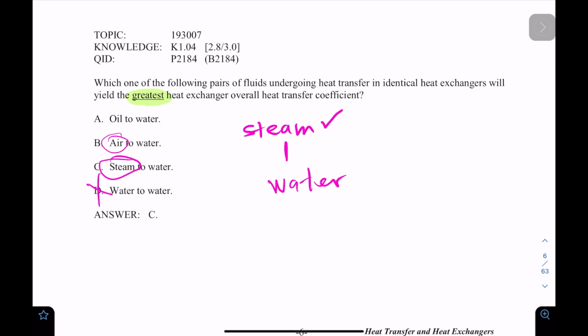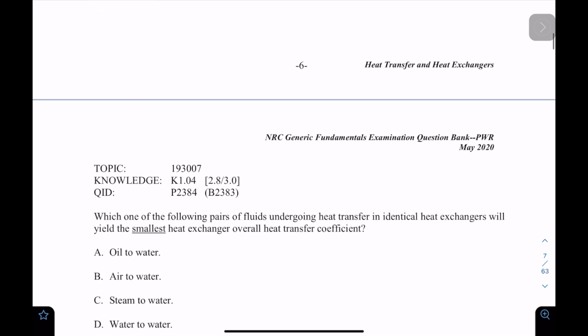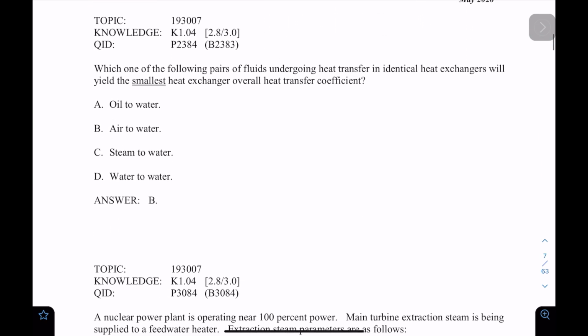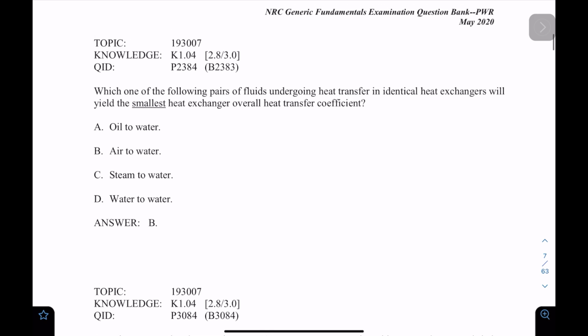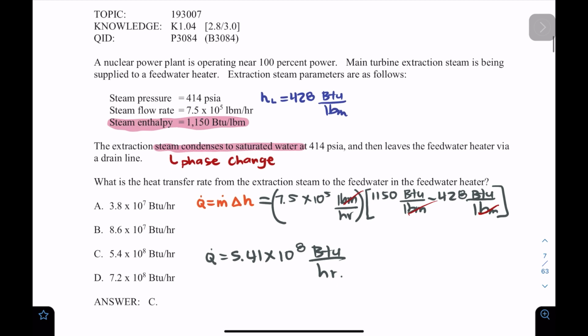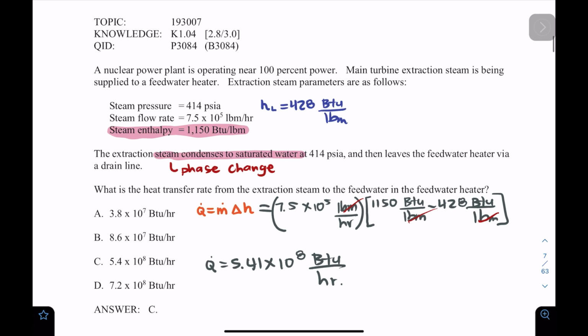Here we don't have steam. We know that air is not as good, so this one is not. Also, oil is not going to be as good as steam. So we are only left with steam and water. And there are going to be a couple of similar examples, like which one is the lowest. The lowest is going to be air to water in this case. So I think there are just those two questions. It's just a matter of knowing that.